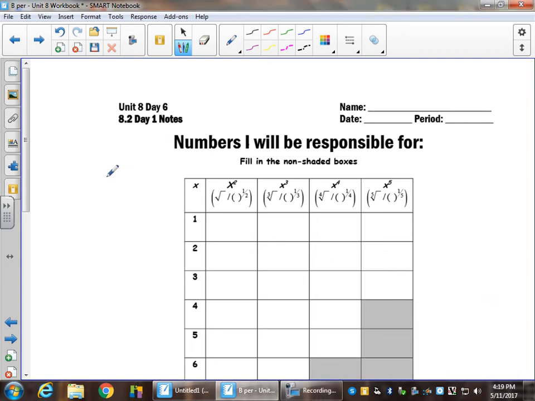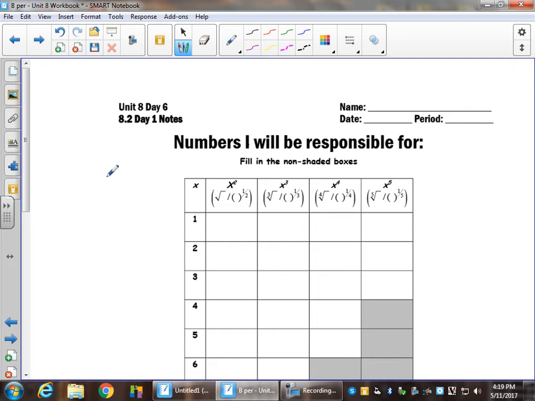Hi everyone, these are going to be notes for 8.2 day 1. We are starting a brand new section today as part of our Unit 8, and this section is all about radical and rational exponent notation. Those are both words that we'll know the meaning of by the time we're done with today's notes.